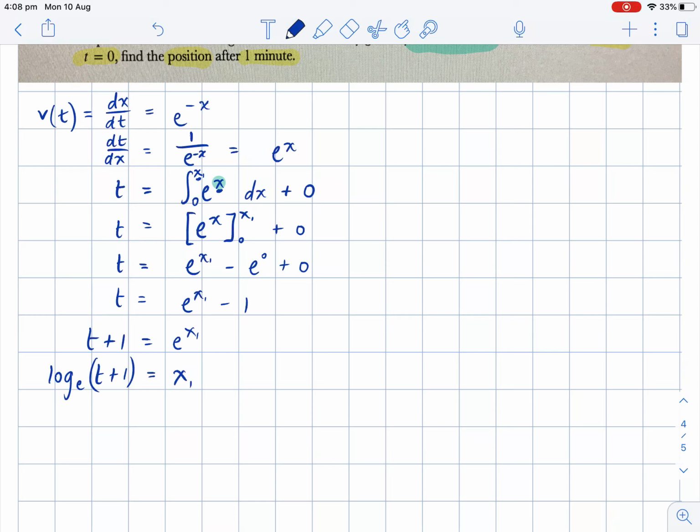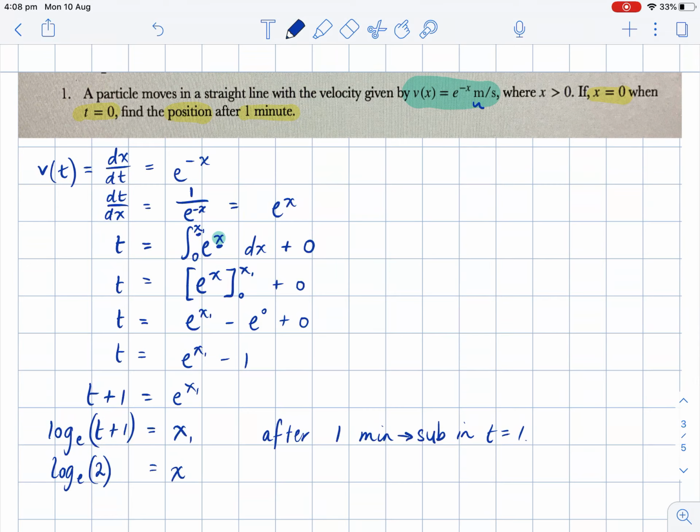So here's my equation for x, and then we want to find the position after 1 minute. So we need to sub in t equals 1. And that gives me log to the base e of 2 equals x. And I've just realised that I've substituted in t equals 1, but my original equation was in meters per second, so I can't substitute in 1 here, can I?